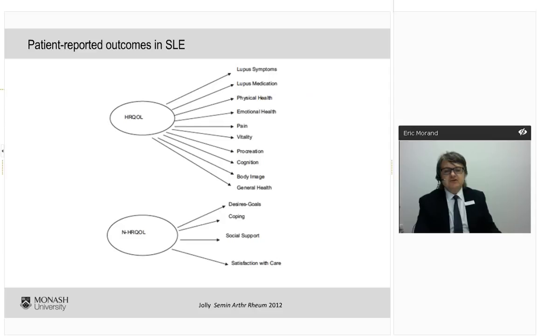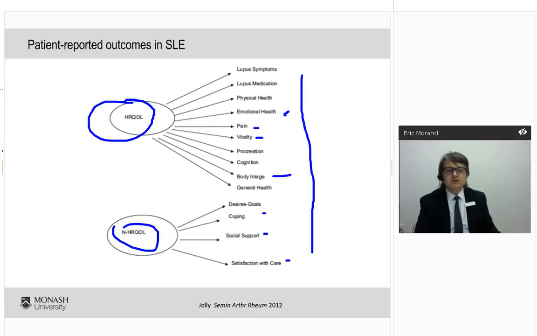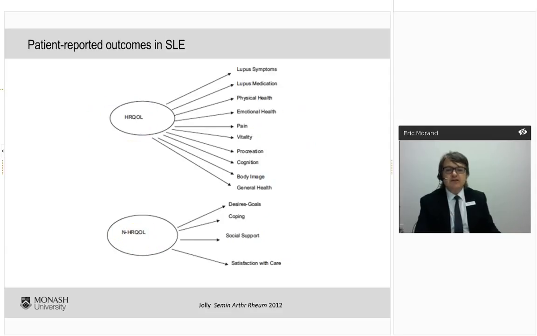So a lot of work has been going on in the last few years to look at patient-reported outcomes in SLE. So there's this acronym here, HRQOL, which stands for Health-Related Quality of Life. And health-related quality of life deals with things like emotional health, pain, vitality, body image, and general health. And then there's non-health-related quality of life, such as coping, social support, and satisfaction with care. Now, you don't see any of these things on those disease activity measures that I've already shown you that we use to measure lupus. But we know these things are incredibly important to our patients. And we've actually studied this in Monash and found that the things patients care about are actually quite different to the things that physicians care about. And this gives us really pause for thought in our management of these patients. Are we really measuring the right things?